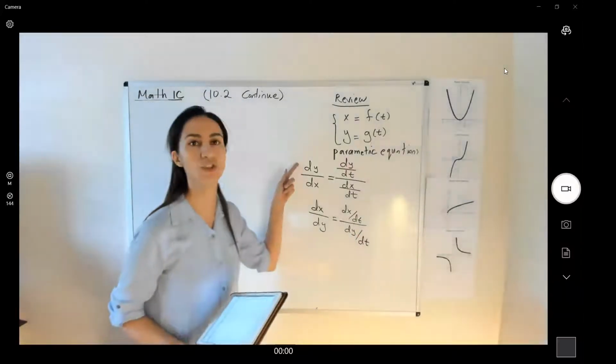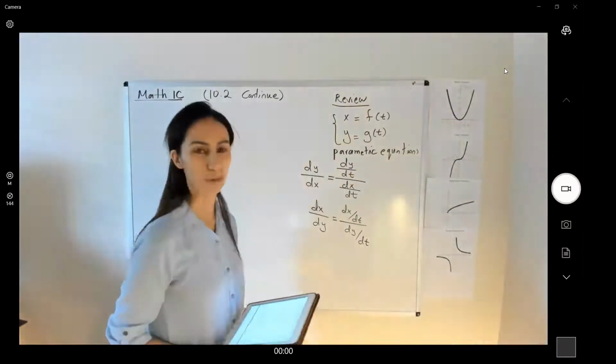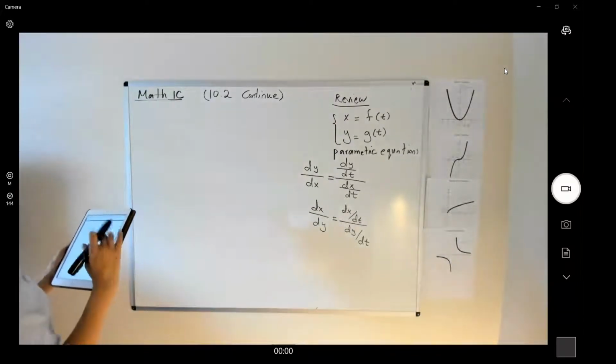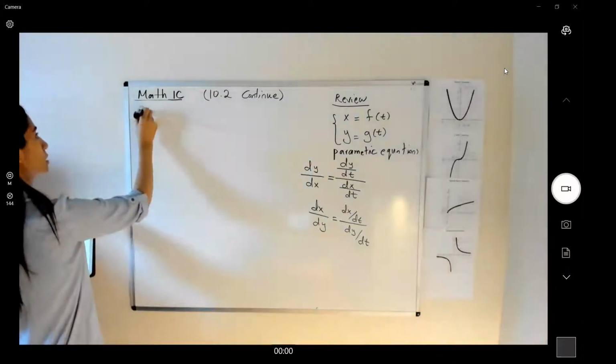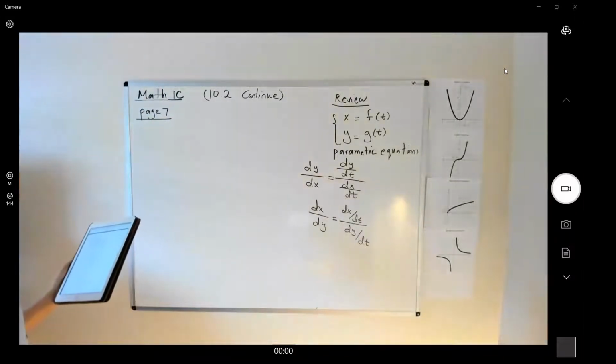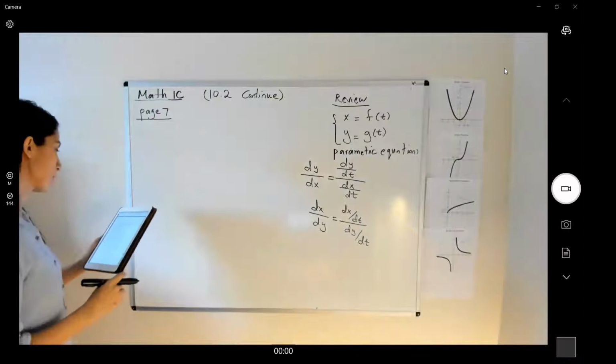So d is just an operator. In linear algebra, you learn about this linear operator. Very well. So we are on page 7 of section 10.2. What do we have here? Let's see. Okay, we're done with this example.